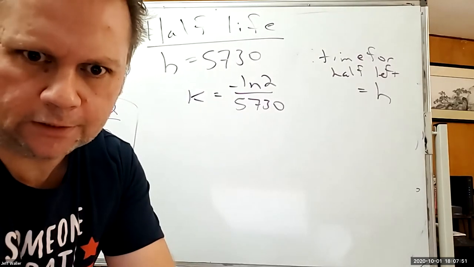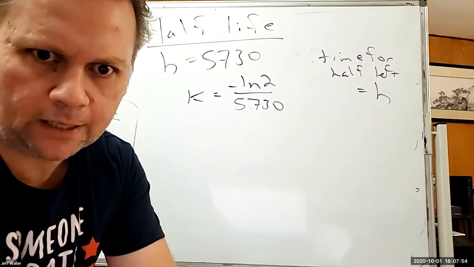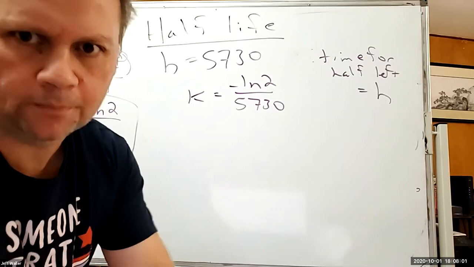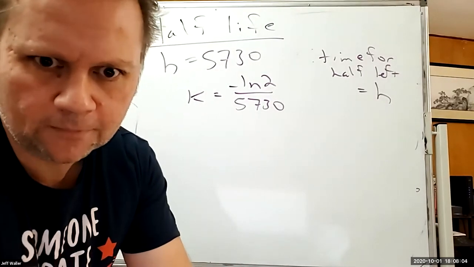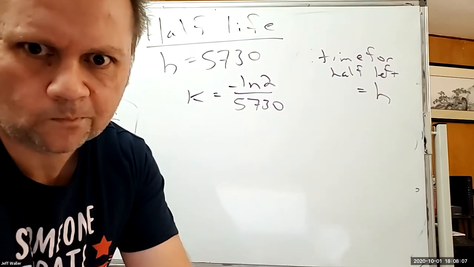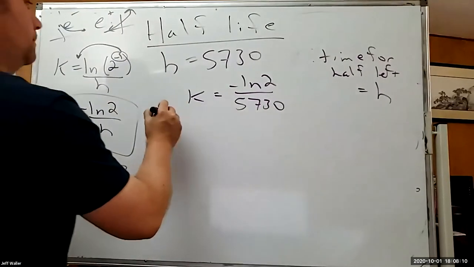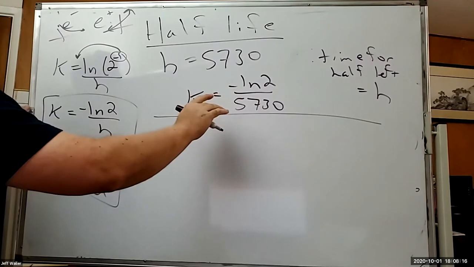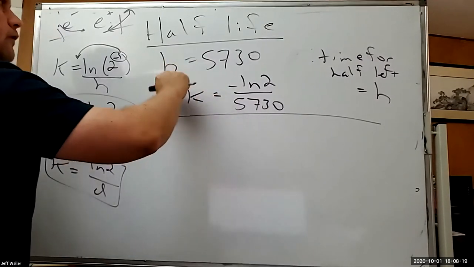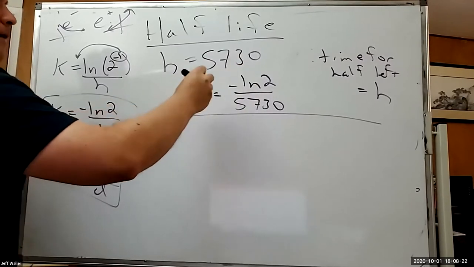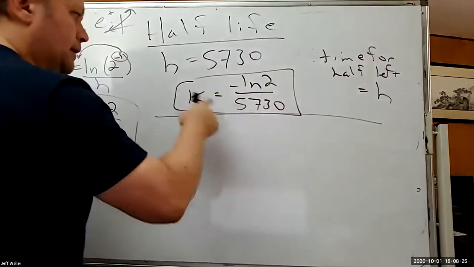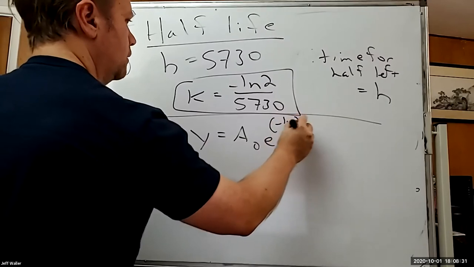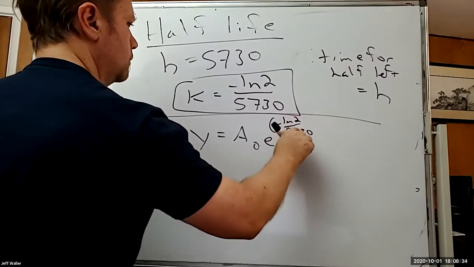I want to see what else they do with this problem. Here it is. So let me show you. That is K. One thing I want you to realize is we found this K given a half-life. But this is K. So if I wrote this for carbon 14, that is going to go right here. That's what K is.